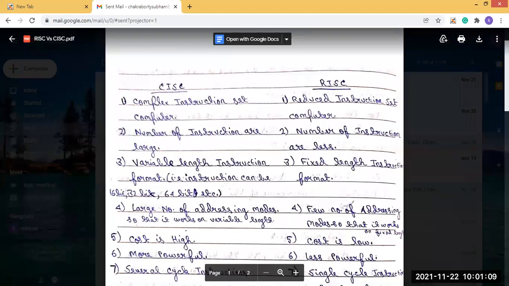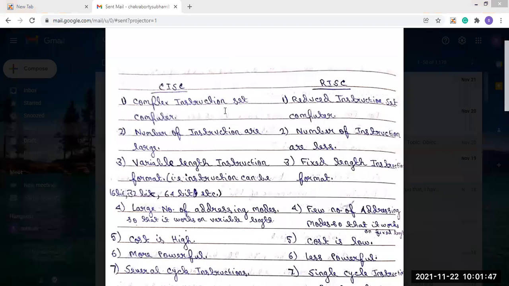Now, for CISC, the number of instructions is large. That means the number of instructions in CISC is in a large number. Whereas for RISC, the number of instructions is less. That means fewer instructions come in the reduced instruction set computer. And for CISC, the instruction format is of variable length.